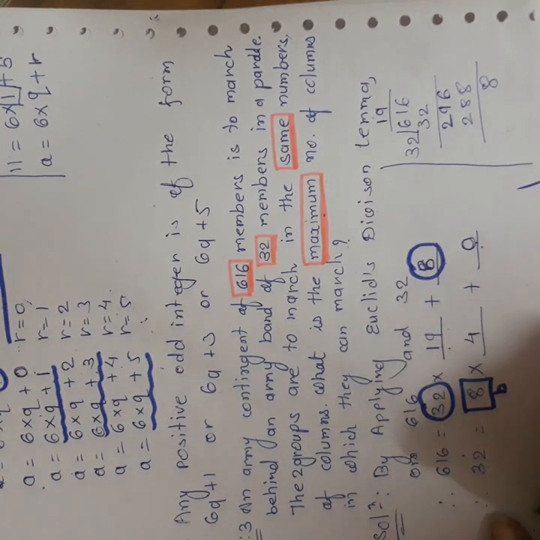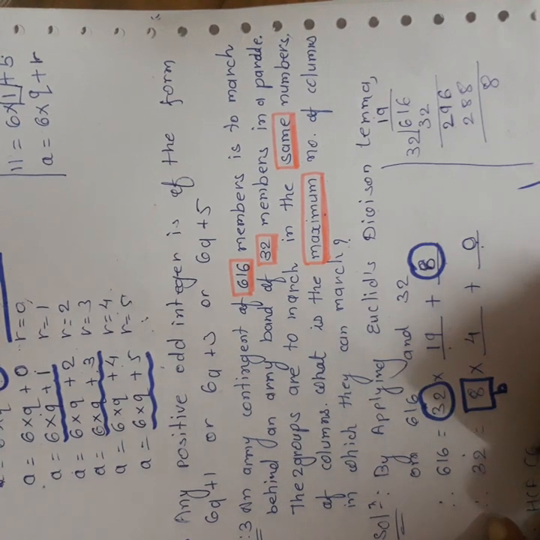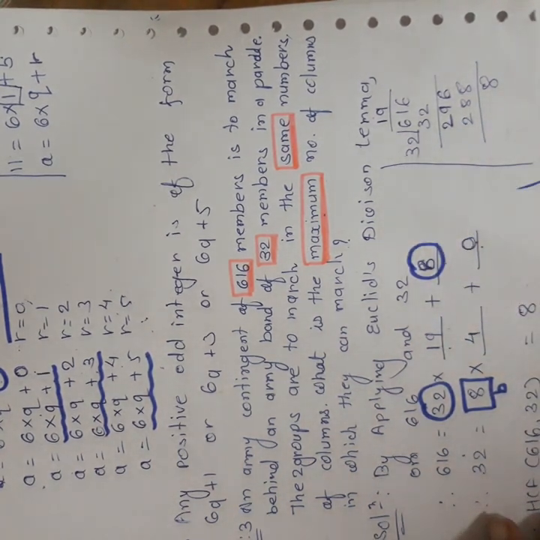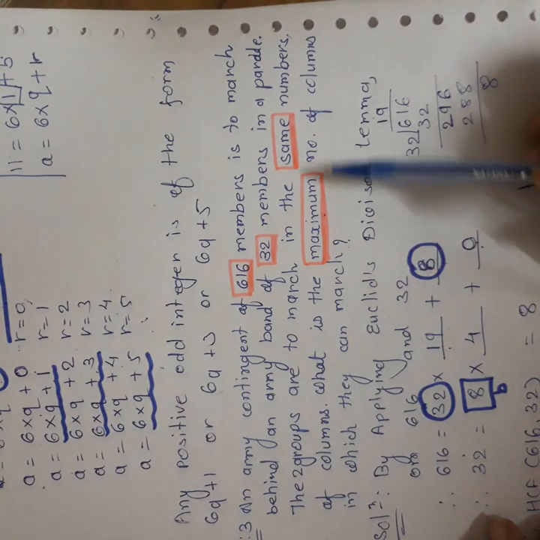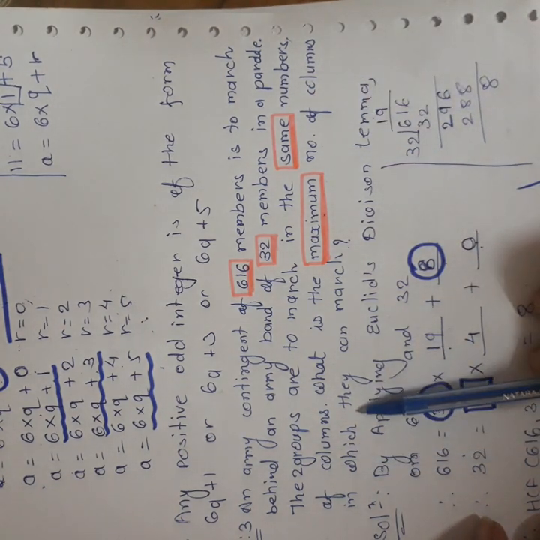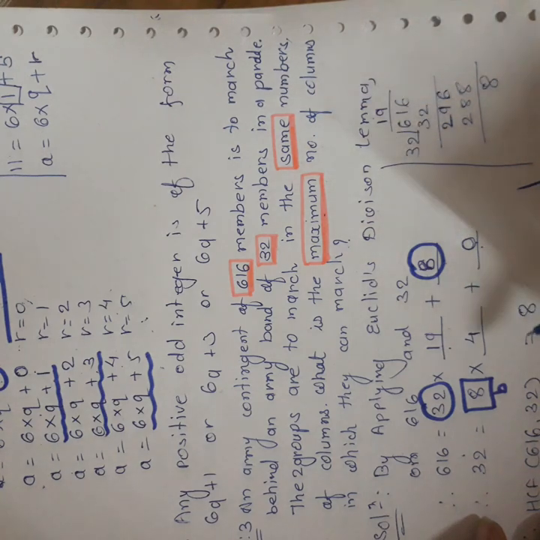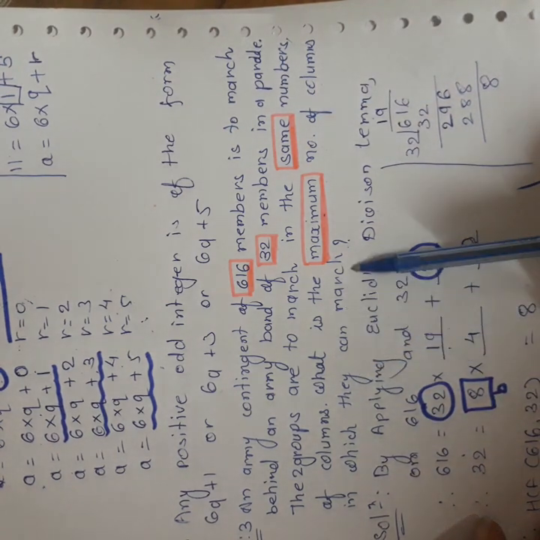Therefore, the HCF of 616 and 32 is equal to 8. Or we can say that the number of columns in which the two groups can march is 8.